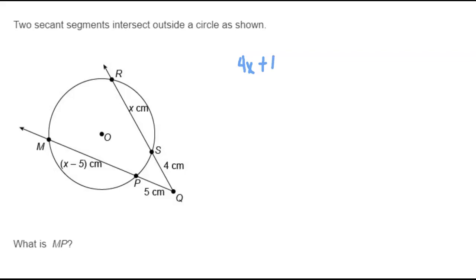4 times 4 is 16. And that's going to be equal to x minus 5 plus 5. So x minus 5 plus 5, and then times 5. All right, so that means that I'm going to get x times 5, which is going to be 5x.